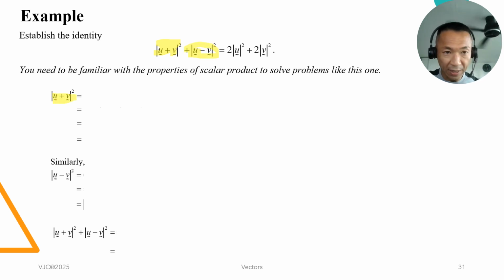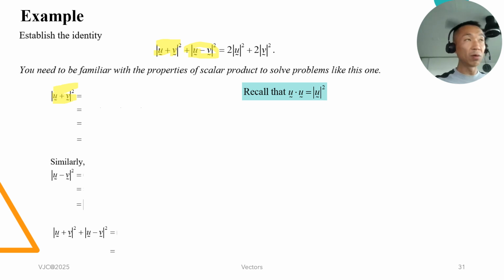Let's deal with this, the mod u plus v mod square. Now the first thing I'm going to say is this. You should be familiar. Recall that u dot u equals mod u square. I'm not going to prove it. Yes, you go back to your notes. It's not difficult to prove, which means you can go one way. You can go this way. You can also go the other way, mod u square.